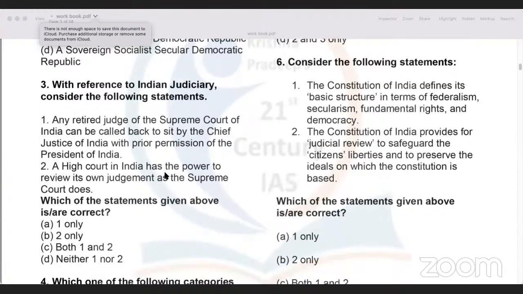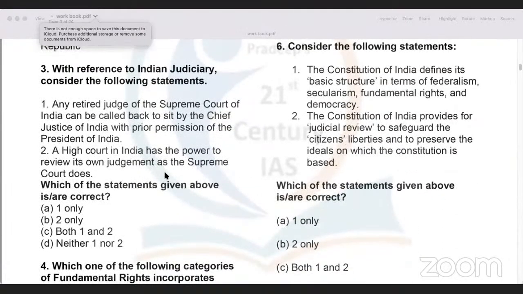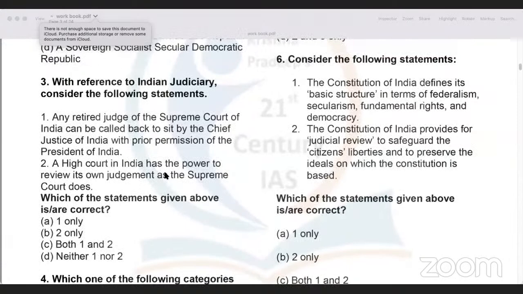And if you look at the third question, with reference to the Indian judiciary, what can be the true statement? A retired judge of the Supreme Court of India can be called back to sit by the Chief Justice of India with prior permission of the President of India. A High Court in India has the power to review its own judgment, as the Supreme Court does.